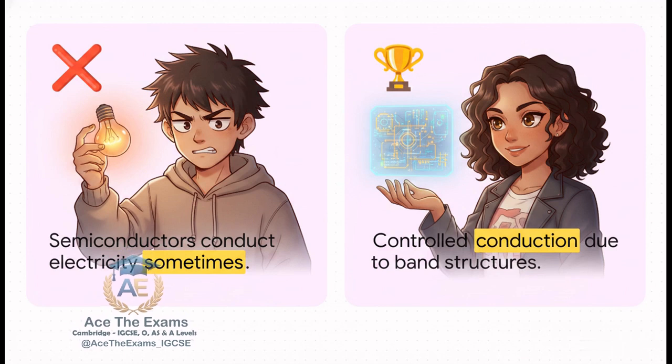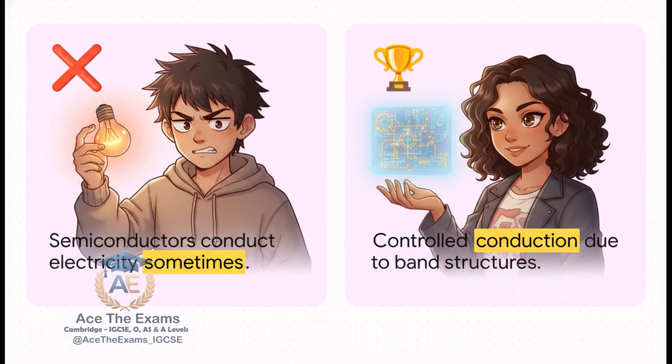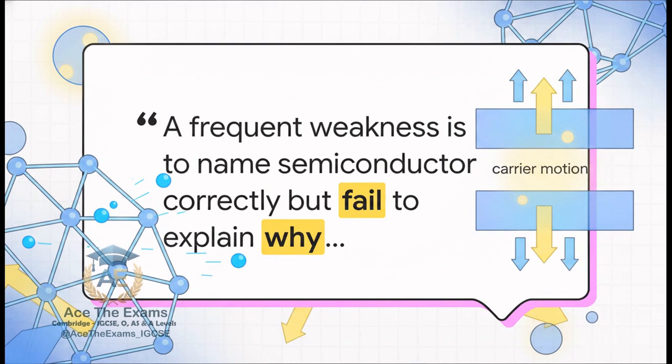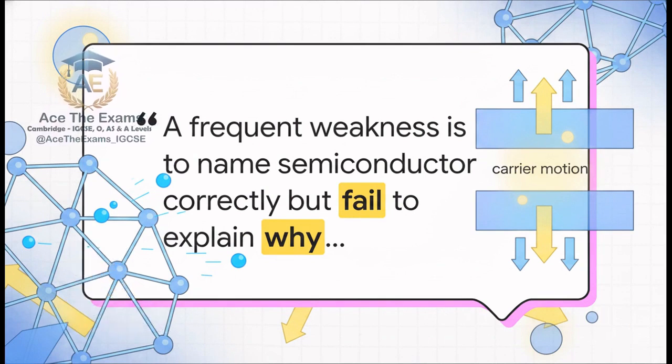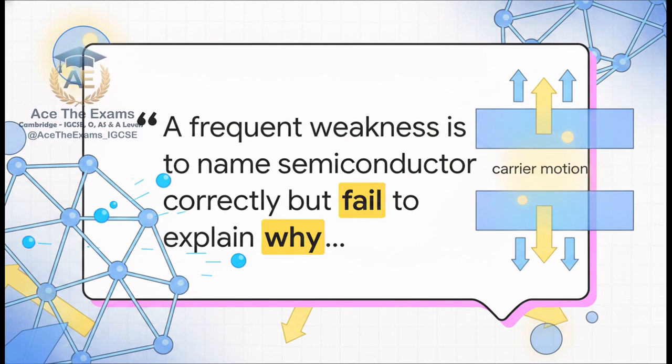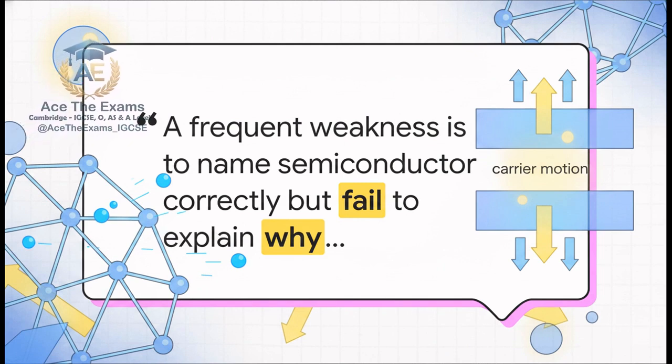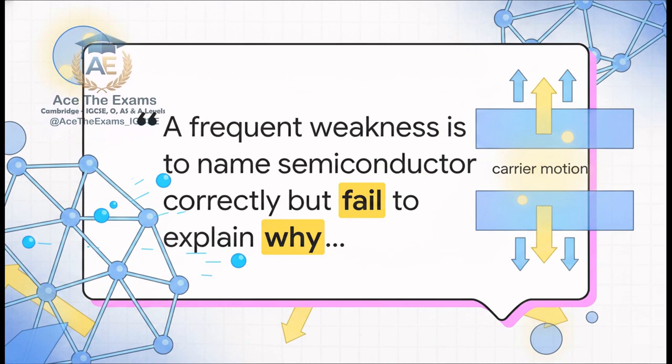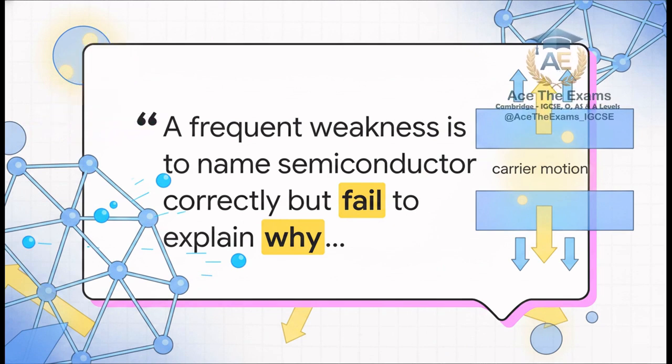Boom! That is the exact wording and depth the examiner is begging for. And look, if you don't believe me, let's go straight to the source. Let's look at an actual examiner report. They specifically wrote, a frequent weakness is to name semiconductor correctly, but fail to explain why it is different from an insulator in usable terms. See, if you don't explain the why, the actual carrier motion and the energy bands, you just bleed marks.